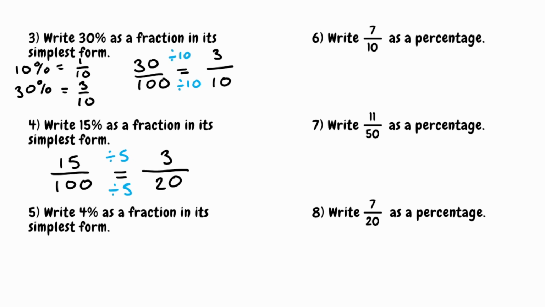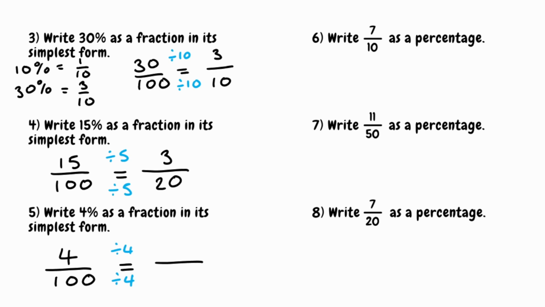Okay, for question 5, writing 4% as a fraction in its simplest form. So to begin with, we can write 4% as 4 over 100. But now we need it in its simplest form. So we need to divide top and bottom by the highest common factor. The highest common factor of 4 and 100 is actually 4. So we can divide top and bottom by 4.